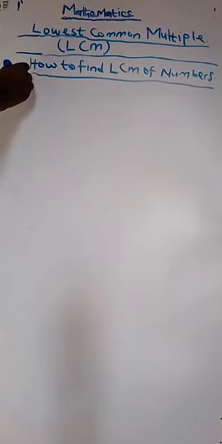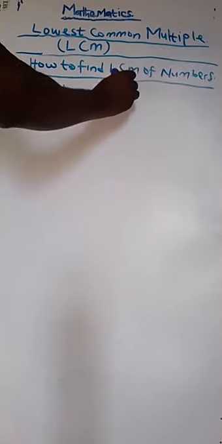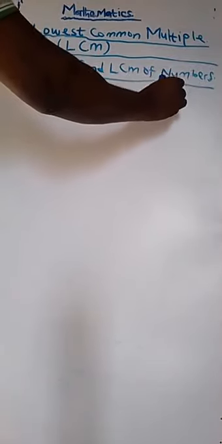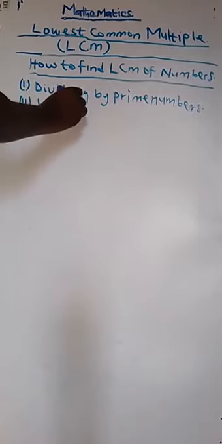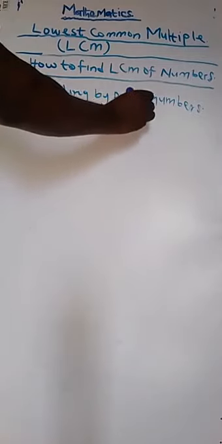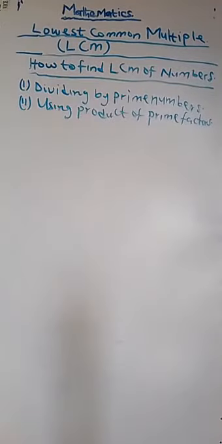The first method is dividing by prime numbers. You can find the LCM by dividing by prime numbers. The second method, which I like very well, is using products of prime factors. We're going to use the 2 methods so that you can understand how easy it is to find the LCM of numbers. Let's use examples to guide us.